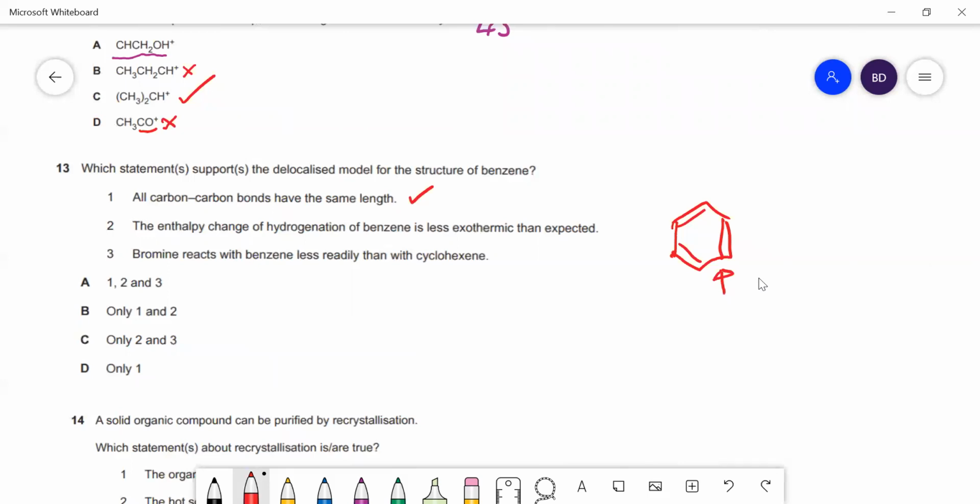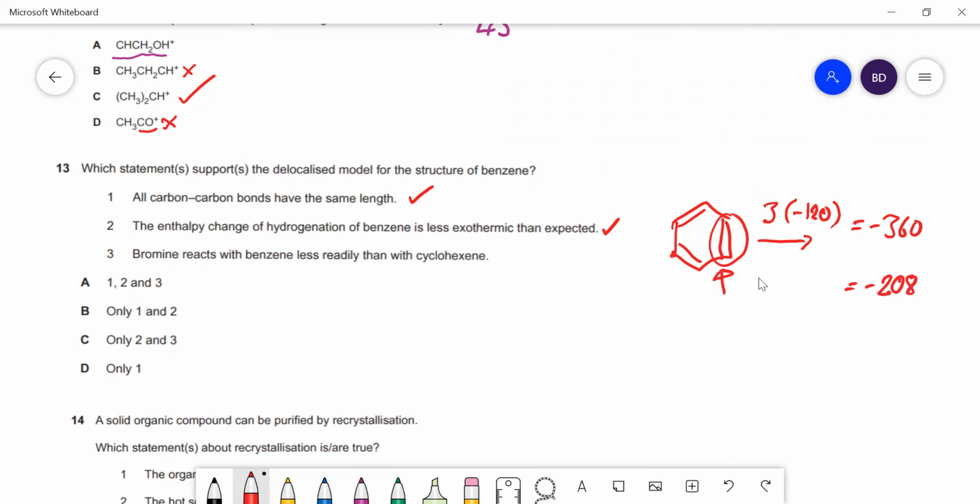The enthalpy change of hydrogenation is less than expected. That also supports the idea. You'd expect it to give you 3 times minus 120. That's what you get when you hydrogenate one double bond, which is equal to minus 360, and you don't get as much as that. I think you get minus 208 or something. You don't need to remember those numbers, obviously, but that's what it is.